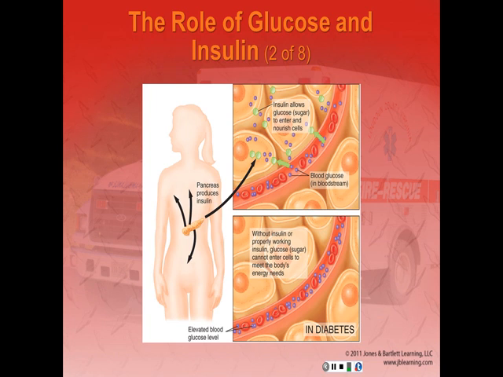And this just is a great schematic that shows the role of glucose and insulin. Pancreas produces the insulin. Insulin allows glucose to enter and nourish the cells, and without it, glucose cannot enter the cells to meet the body's need.